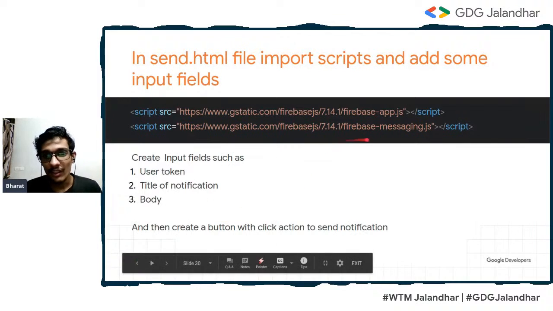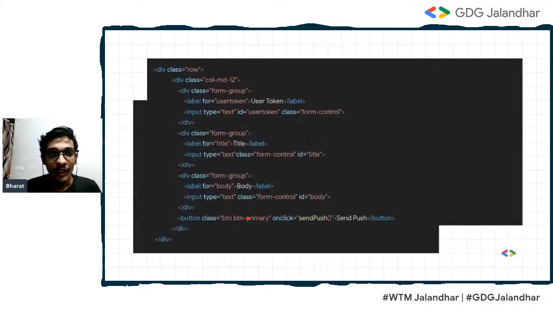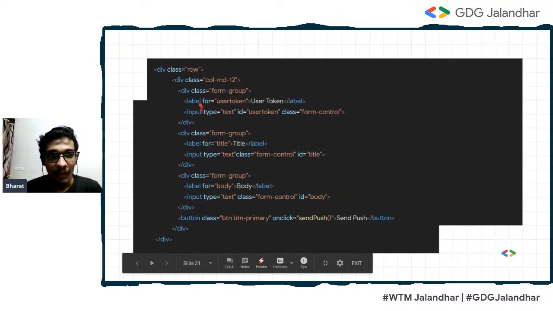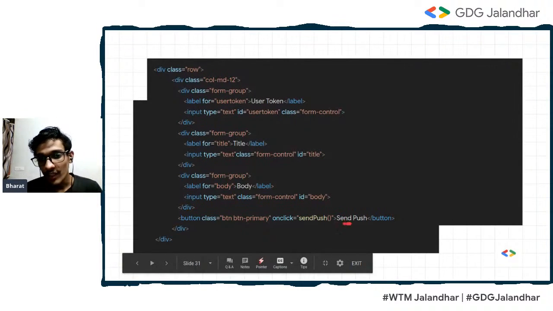Basically, we are importing those CDNs in our send.html file. After that, we are creating some fields. The first one is the user token. The second one is the title of the notification, and the third is the body of the notification we want to send. We are also creating a button which will send the notification. This code looks like this, as I've used a Bootstrap template: a row, then a column which contains three inputs and one button. The inputs are the user token, the title, and the body, and the button sends the push notification.